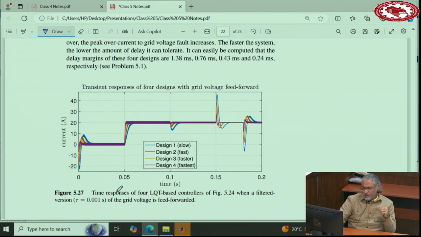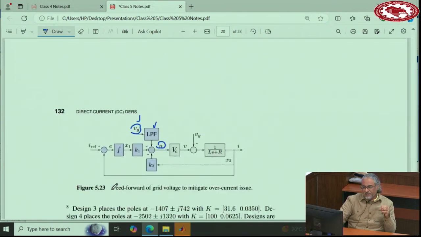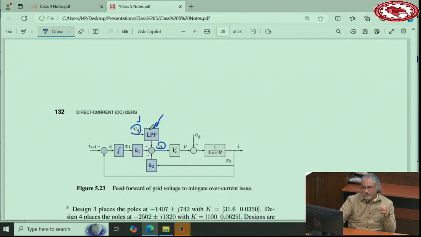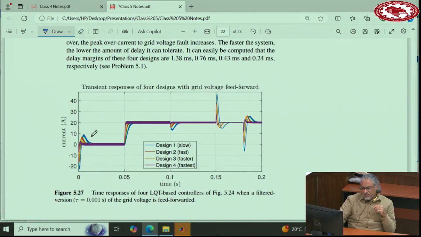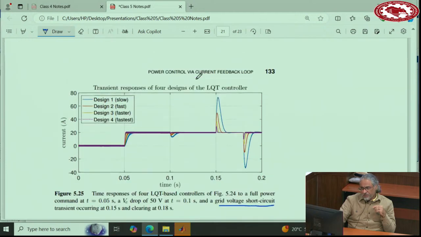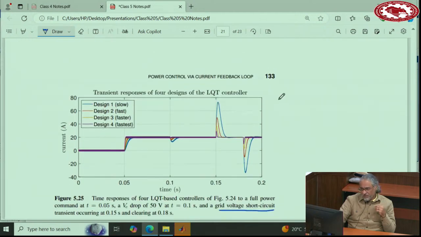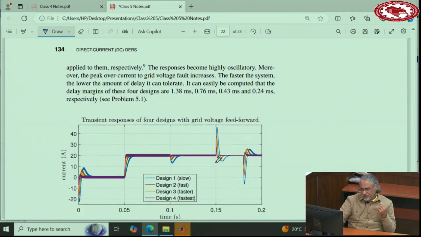And now here, if you add that feed-forward term, commonly this term is called the feed-forward term because you take the grid voltage and add it not in the feedback, but as a feed-forward to the loop. It's not a feedback term. When you add the feed-forward, you see the situation is much better compared to this one. This one went all the way to 75 maybe, but this one goes all the way to 48 or something. So much better. And then the fast, the faster, and the fastest.